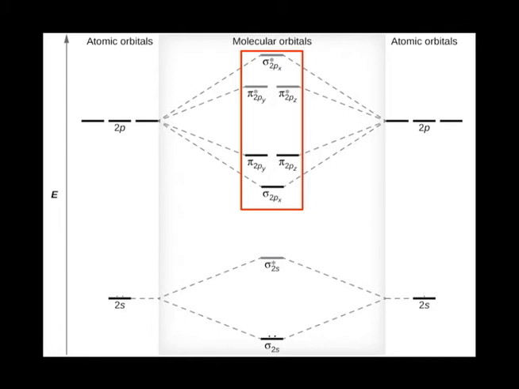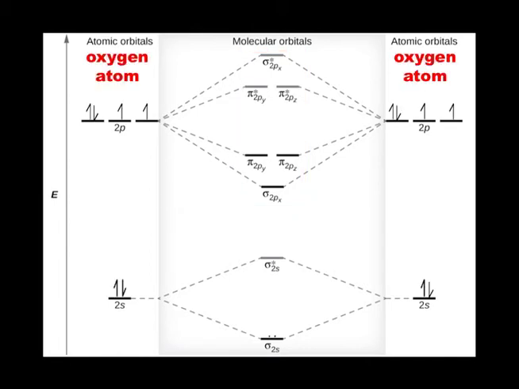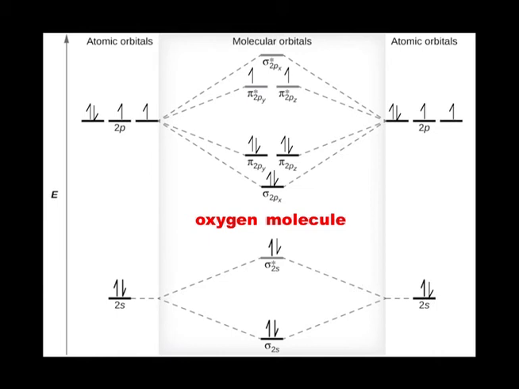If we wanted to show the molecular orbital diagram for a particular molecule, like O2, the first thing we would do is simply place the valence electrons in the atomic orbitals on the side, which are filled just the way we would generate an electron configuration for an individual oxygen atom. Then we shift them over to the molecular orbitals and fill them up according to the Aufbau principle.